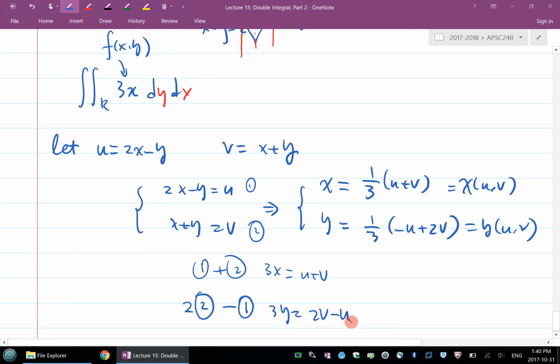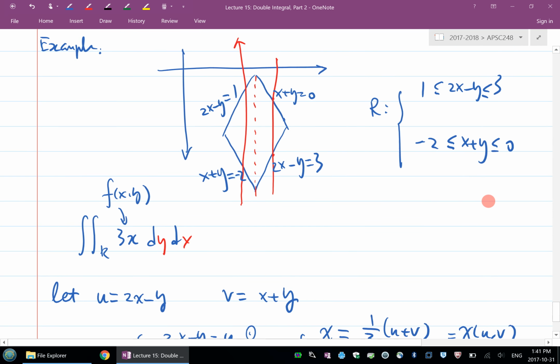To choose your u and v, you eliminate the difference between the equations and make one equation. I'll rephrase your question: why did you choose your u and v like this? Because if I choose u as 2x minus y, what is the range for u? U is between 1 and 3, right? What's the range for v? V is between negative 2 and 0.